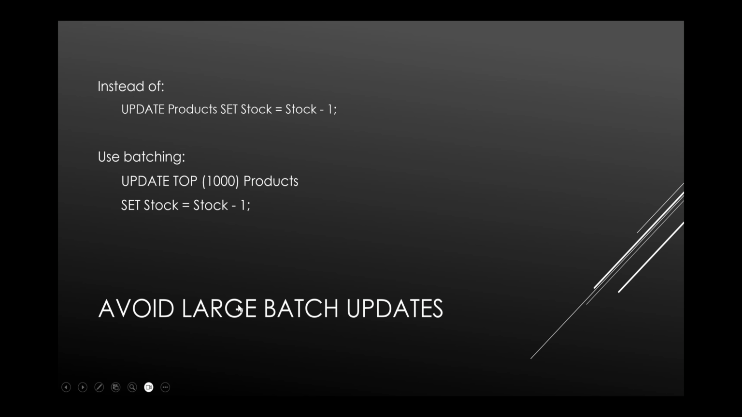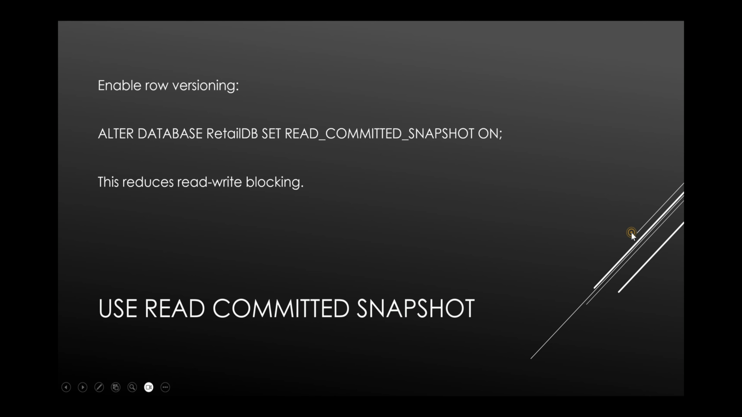Also avoid large batch updates. Instead of updating the complete products table at a time, for example an update on products setting stock, we need to avoid this. Instead, we can do batch updates, maybe 1,000 or 10,000 records, or 100 records batch by batch. In this way, we can avoid deadlocks. Also use read committed snapshot instead of read committed. This will also help avoid deadlocks.